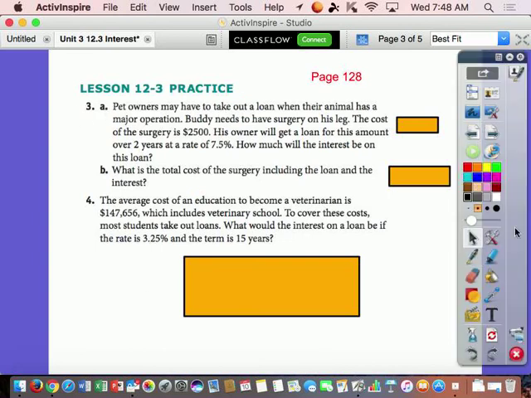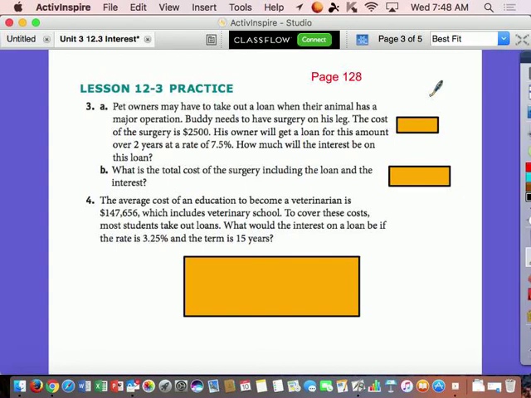3A, pet owners have to take out a loan when the animal has a major operation. Buddy needs to have surgery on his leg. Poor Buddy. I hope he finds his dad. The cost of the surgery is $2,500. His owner will get a loan for this amount over 2 years at 7.5%. So I write down my formula. I equals PRT. I don't know the I, so I leave that blank. The rest of them, I just plug the numbers in underneath the letters.